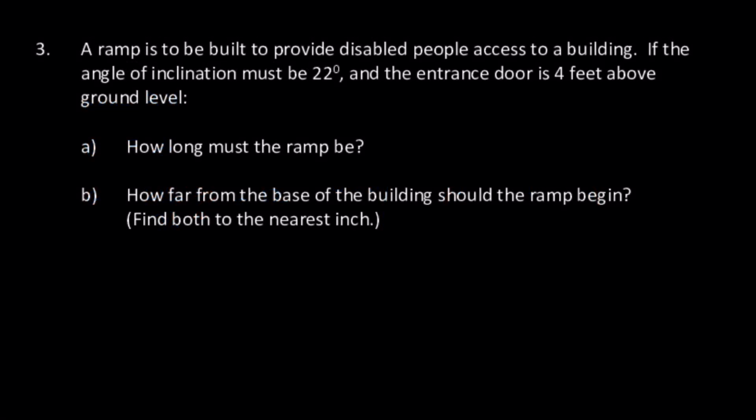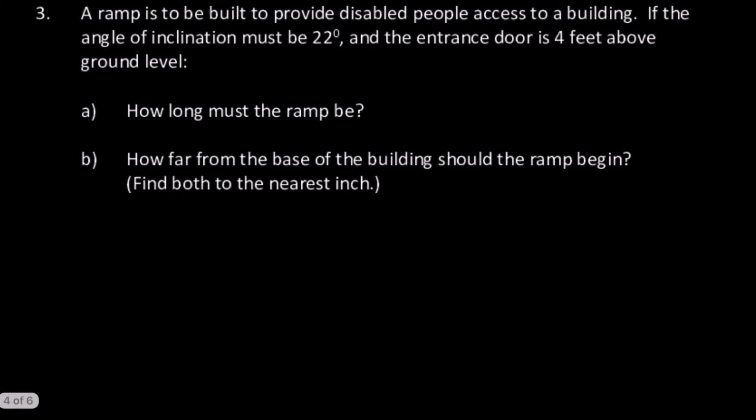Our next example is a little bit easier. This is a straightforward right triangle trig application. It says a ramp is to be built to provide disabled people access to a building. If the angle of inclination must be 22 degrees and the entrance door is 4 feet above ground level, how long must the ramp be? How far from the base of the building should the ramp begin?